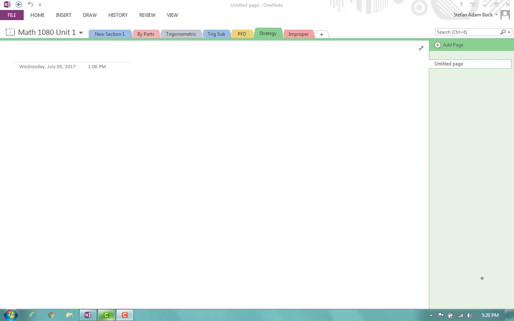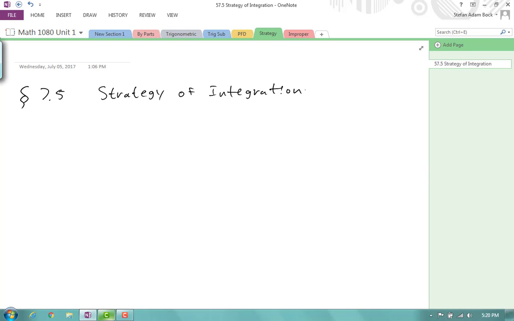So here we have section 7.5, which is basically summary and strategy for integration. Now, of course, there's no substitute for practice and experience, and just reading this list probably isn't going to give you the feel that you need in order to do most integrals, but let's recap.